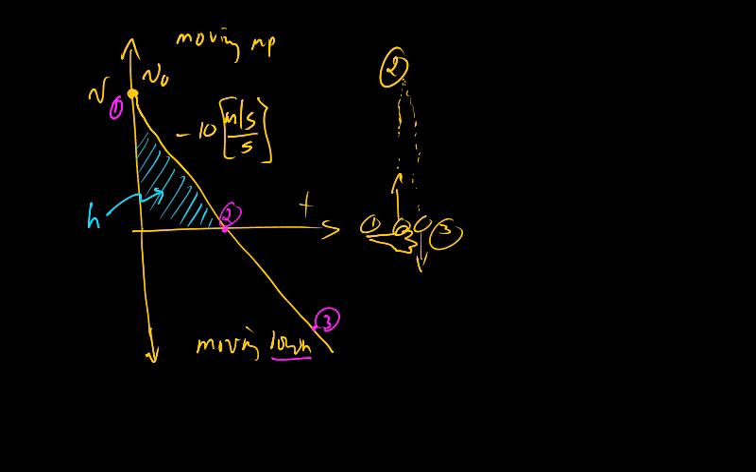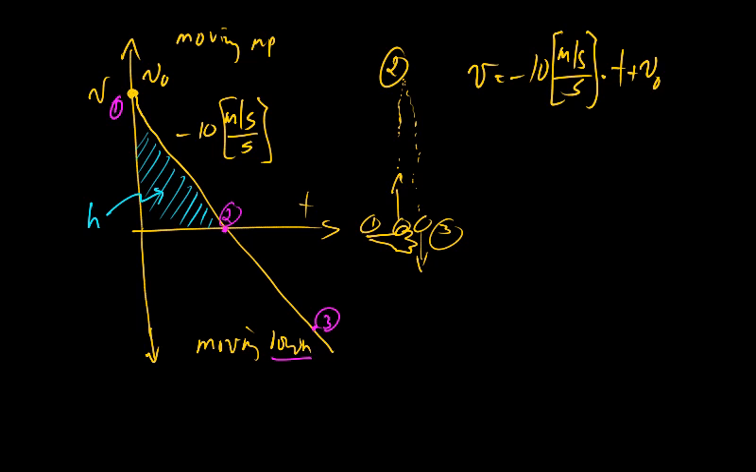We can ask a number of questions about how high it's going, what the speed is versus time. Since we have a line, we could use y equals mx plus b, so the slope times time plus the intercept. So the speed is equal to the slope, -10 meters per second every second, times time plus the intercept, which is our initial speed. And we can see it's the initial speed because if t equals 0, then v equals v0.